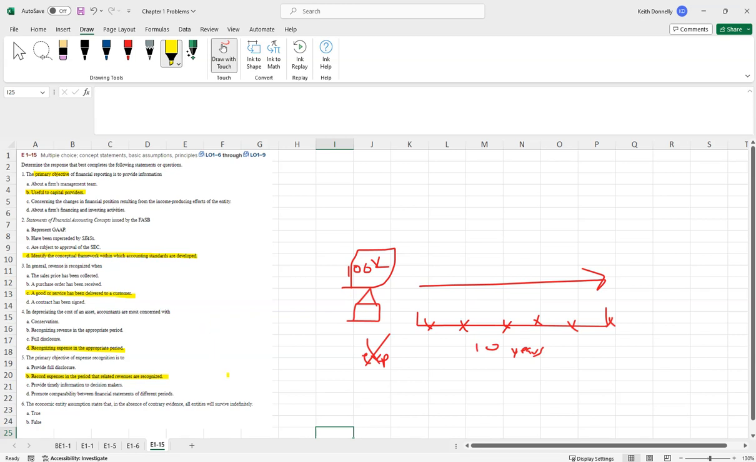Finally, here number 6, it says the economic entity assumption states that in the absence of contrary evidence, all entities will survive indefinitely, right? Well, no, that's going to be false, right? That's not really what's going on with the economic entity assumption. We do have that separate thing, right? The going concern assumption that says we will assume that a business will operate into the future, but the economic entity assumption is a little bit different. Right, so those are the problems, right?